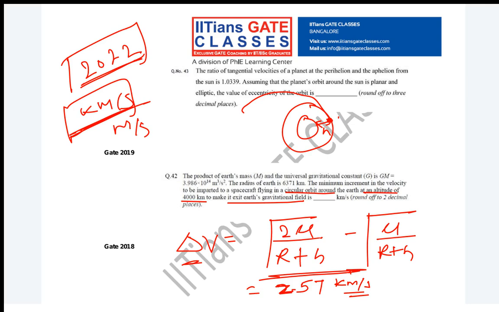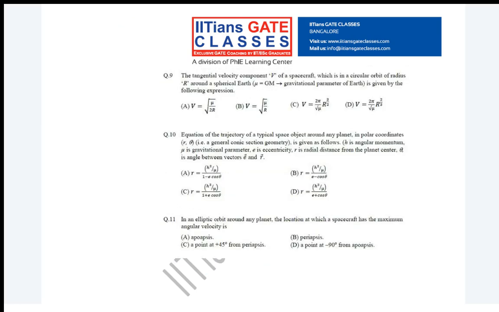Everyone, please tell me what is this delta V? What is the delta V, Akriti? Yeah, so it is 2.57 or 2.56 kilometer per second. Okay, so next question, guys, read what they say.